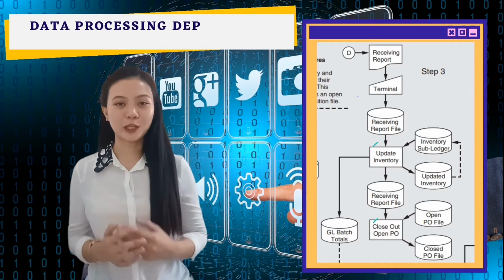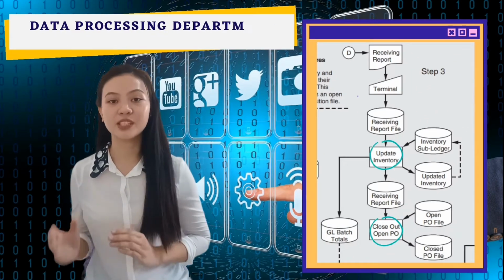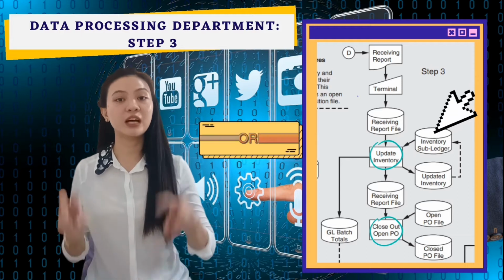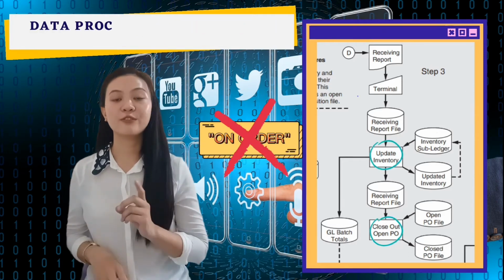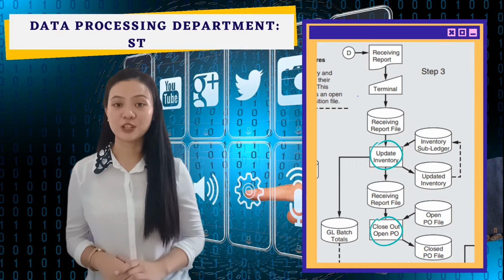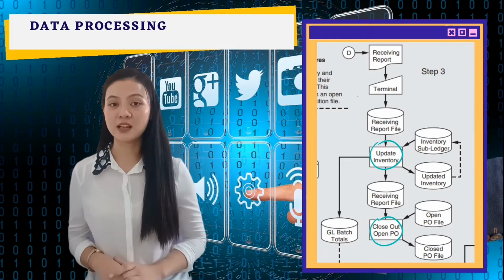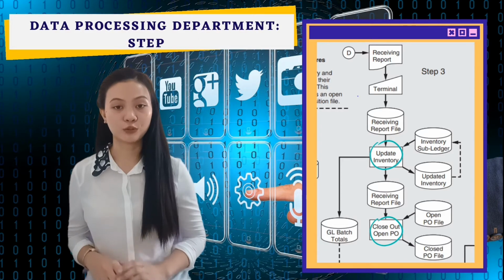After the data processing department receives the receiving report, it runs a batch job that updates the inventory subsidiary file and removes the on-order flag from the inventory records. The system calculates the batch totals of inventory receipts for the general ledger update procedure and then moves the records from the open purchase order file to the closed purchase order file.